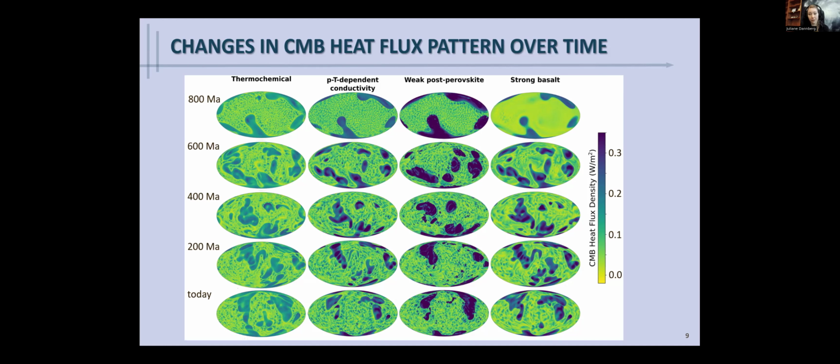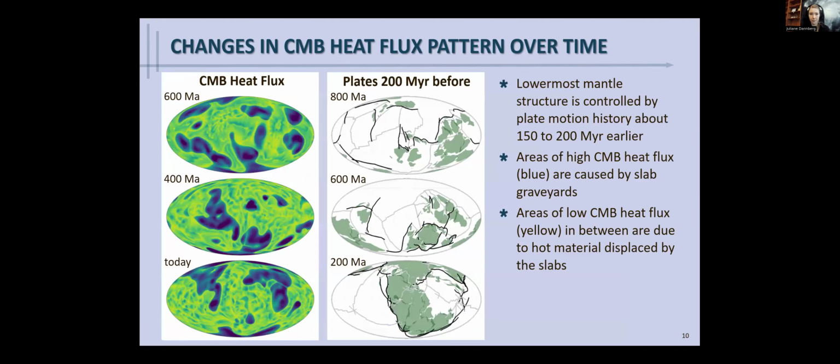And now we specifically wanted to look more at where these patterns come from. For that, we can compare the heat flux pattern at the core mantle boundary to the configuration of the plates at the surface 200 million years before that. That's approximately how long it takes for these plates, when they're subducted at the surface, to reach and affect what happens at the core mantle boundary. In the plate configuration, these green colors are the continents, and these black lines show us where the subduction zones are located.